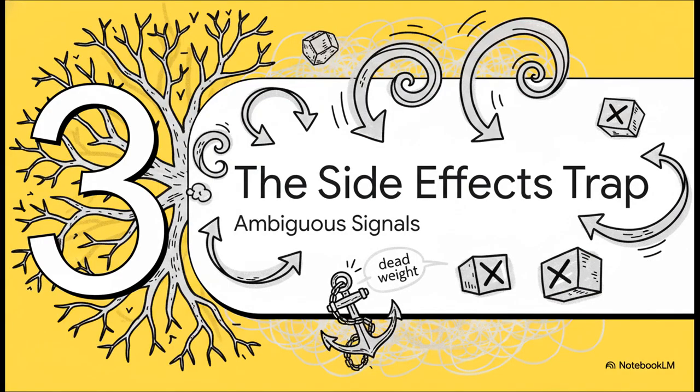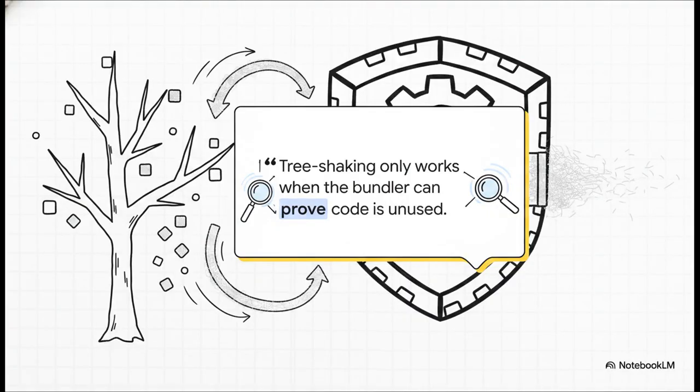Let's dig into Section 3, the side effects trap. Here is the absolute most crucial thing to remember. Tree shaking is a highly defensive process. Your bundler's main job is to make sure your app doesn't break when it goes live. If you give it any ambiguous signals about whether a chunk of code does something important, it has no choice.